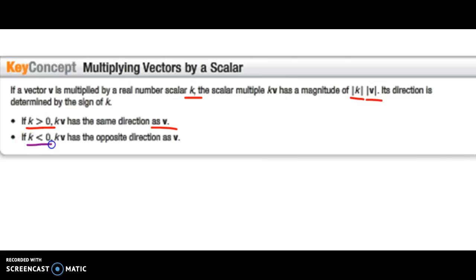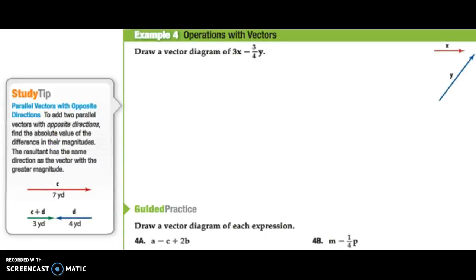Conversely, when k is less than 0, meaning it's a negative number, I take that number and multiply it by my vector. But what happens is my direction changes, and it goes in the opposite direction, because remember, negative means it's in the opposite direction. So let's look at an example right here.